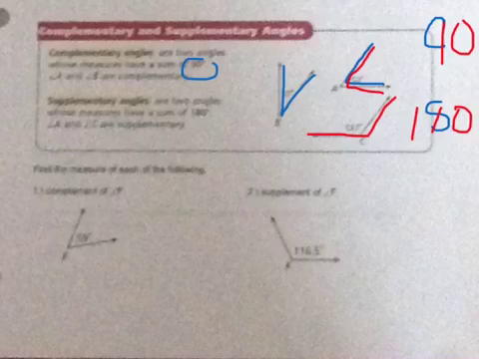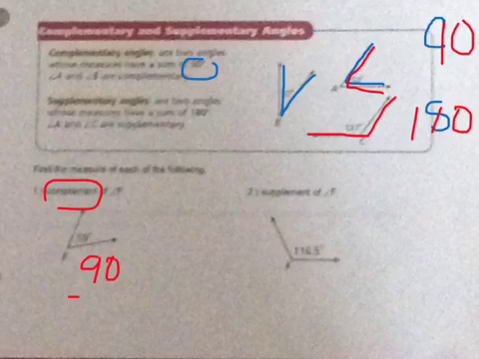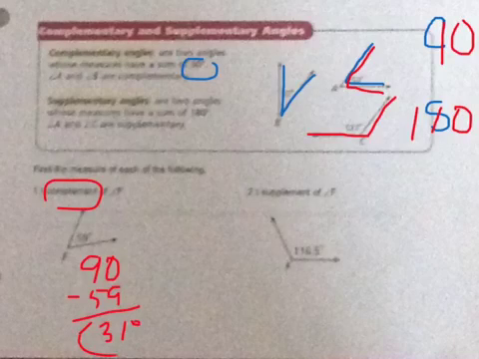So they want us to find the measure of each of the following down here at the bottom. They want the complement. Remember, complement means it adds up to 90 degrees. So if this is 59 and I want to find the complement, I would just take 59 away from 90. And that's going to be 31 degrees, okay?